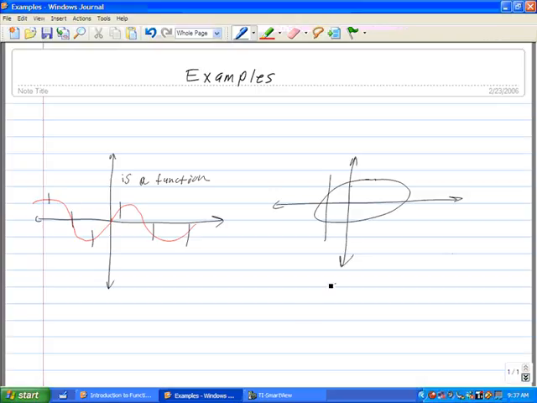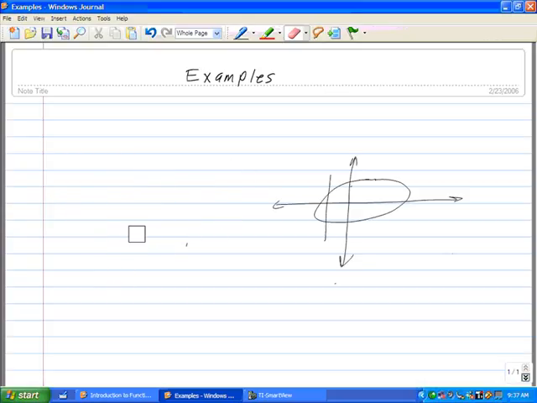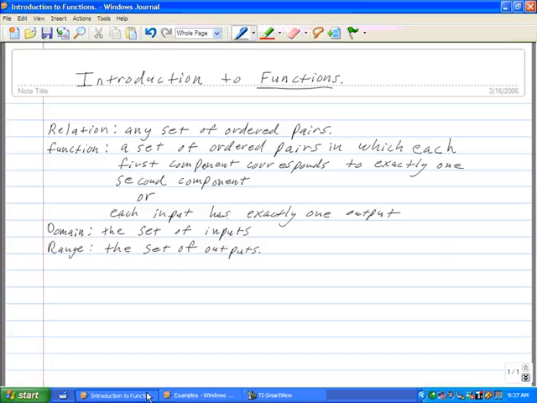Don't confuse this vertical line test with, say, a horizontal line test. There is such a thing as a horizontal line test, but it tests for something totally different, something we are not going to look at anytime soon. So make sure you keep your lines vertical when you're testing for functions. Now, one other thing with functions we need to look at, that is function notation.